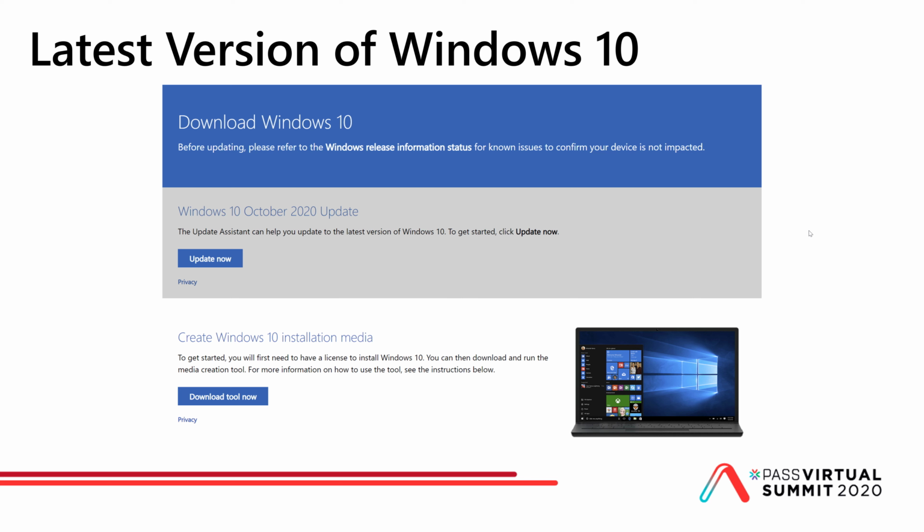Then here's an example of the latest version of Windows 10 when I'm recording this, this brand new Windows 10 October 2020 update. And so if you're running an older version of Windows 10, you would want to get on this version if you want to get the best performance and security. So it's just a good idea, in my opinion, but it's important you're at least on version 1903 to get the best performance from an AMD processor.